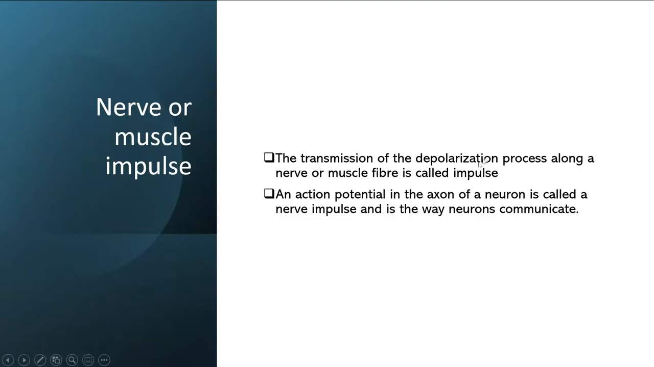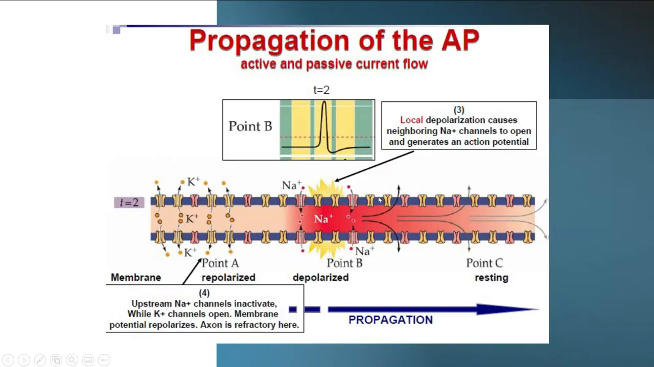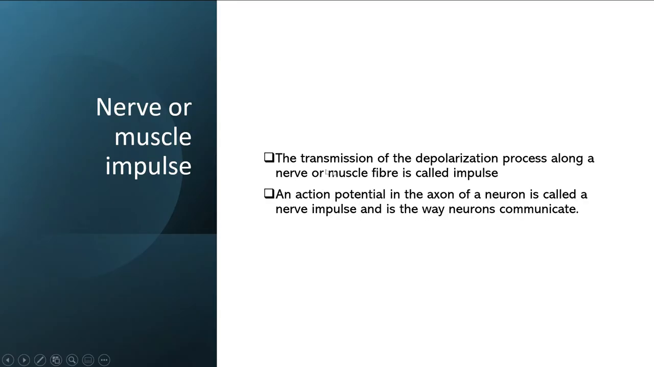The transmission of the depolarization. What is going on here? Of course, this positivity is moving in the forward direction, and this positivity is creating depolarization. Initially, the nerve cell was polarized, now the nerve becomes depolarized. So the transmission of the depolarization process along the nerve or the muscle fiber is called the impulse. Okay, an action potential in the axon of the neuron is called the nerve impulse and is the way of neuron communication.